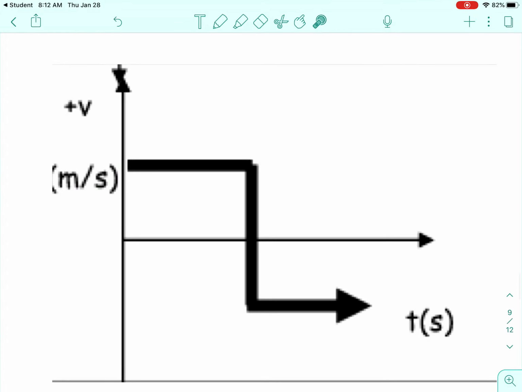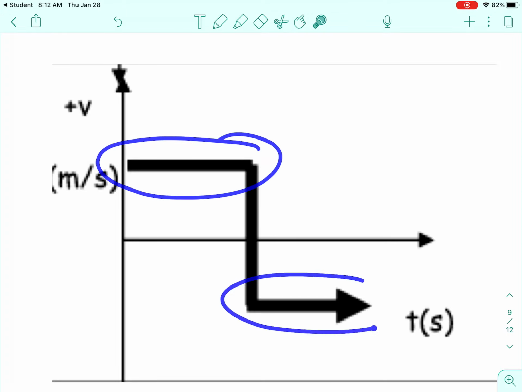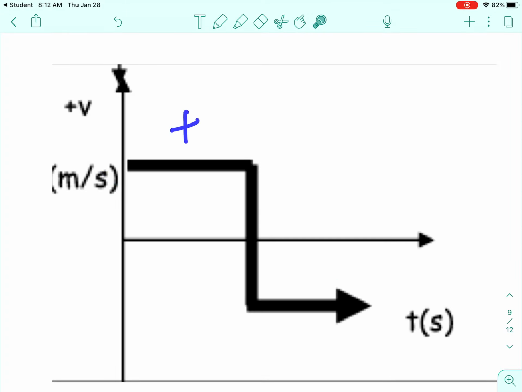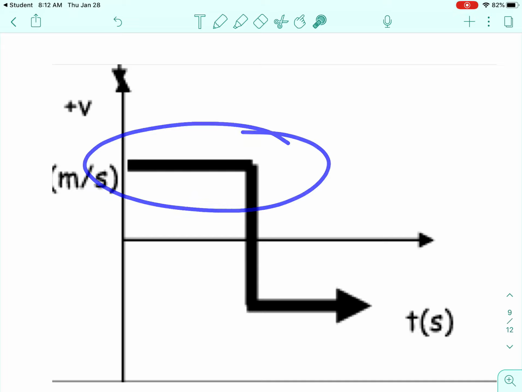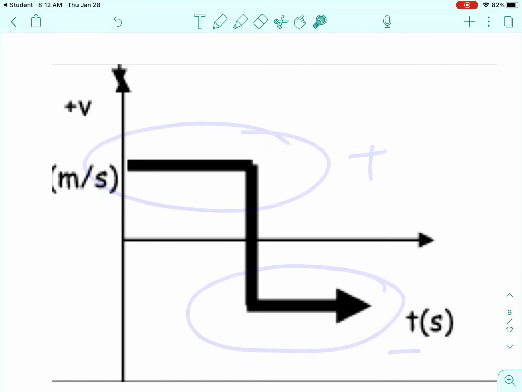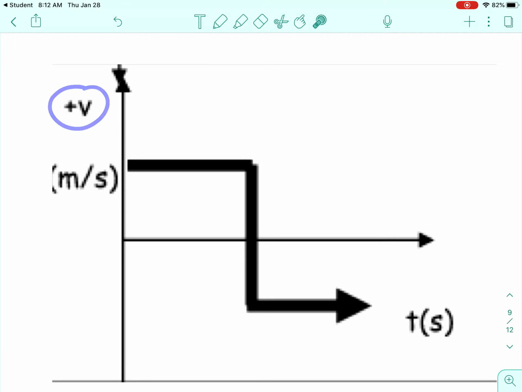For this velocity time graph, they're both flat lines, but we start out in the positive section. So here you're moving forwards at a constant rate, and then you turn around and go backwards at a constant rate. This is the positive section, and this is in the negative section of the graph. So above the x-axis is to the right, and below the x-axis is to the left, because this is a velocity time graph.